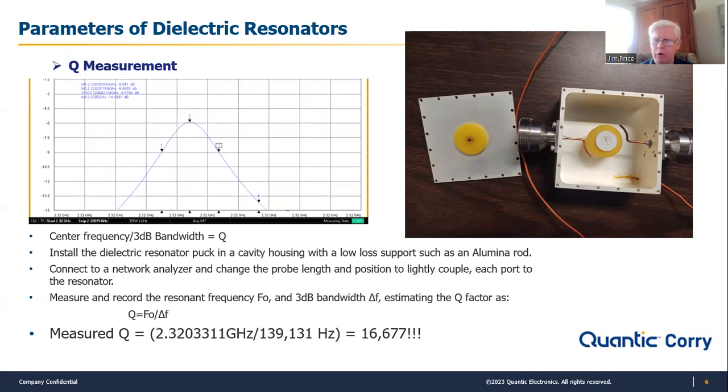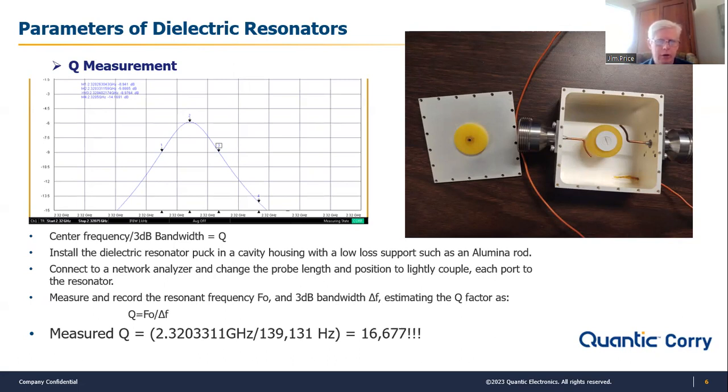Those probes are fairly far apart, as you can see. They're not right beside each other, they're not even touching, and we're getting close to zero insertion loss. And that's because of the great characteristics of the dielectric resonator. It's resonating at that frequency that you see there, which is, I don't know, about 2.3 gigahertz.